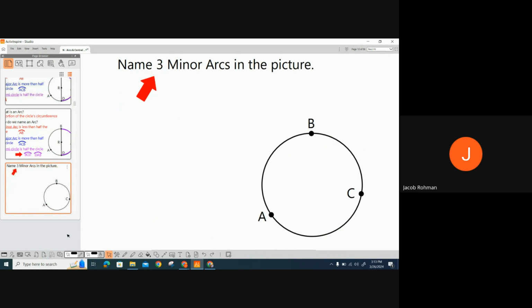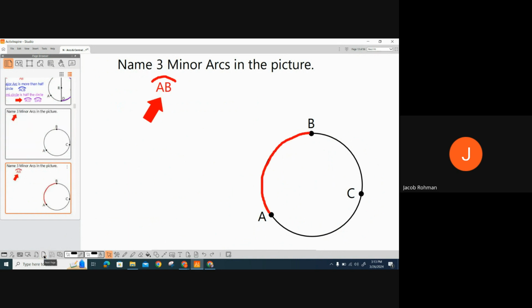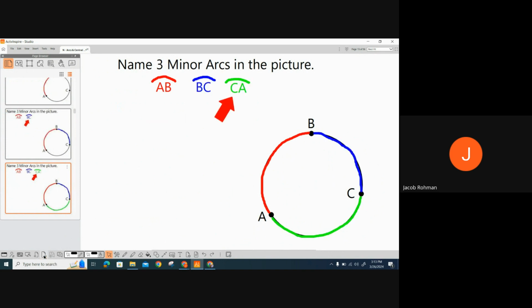So here are the examples. It says name 3 minor arcs in the picture. So one of them would be between A and B. That's obviously less than half the circle. Another one would be BC, obviously less than half the circle. And then the last one is CA, obviously less than half the circle.